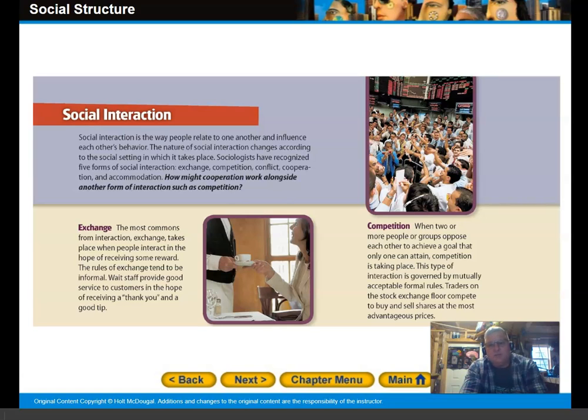Competition is when two or more people or groups oppose each other to achieve a goal that only one can attain. This type of interaction is governed by mutually acceptable formal rules. Traders on the stock exchange floor compete to buy and sell shares at the most advantageous prices.